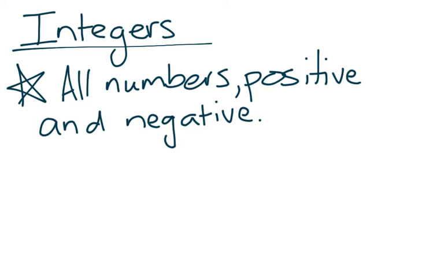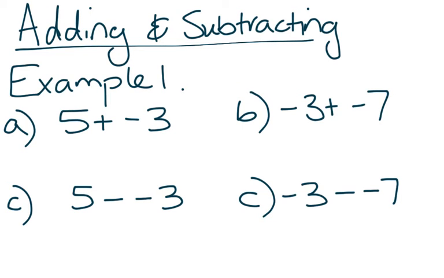So this is just a quick video on integers and the operations that we use with integers. Integers are all numbers, positive and negative. When we add and subtract, the rules can be a little bit difficult, but what you need to think about when you're adding and subtracting negatives is, what am I actually doing? What operation am I using?